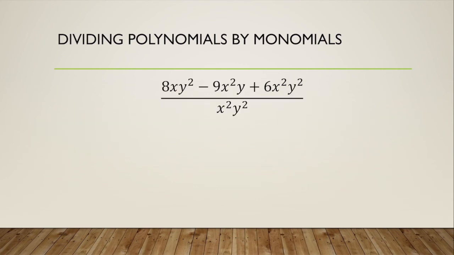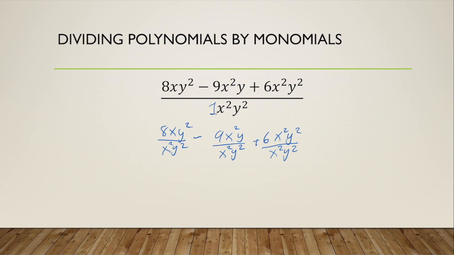One more example with multiple variables. Ooh, exciting. So I have 8xy squared over x squared y squared. Again, we do the same thing where we pull this apart. Minus 9x squared y over x squared y squared plus 6x squared y squared over x squared y squared. So now we've got two variables to worry about. Luckily, our leading coefficient is 1.